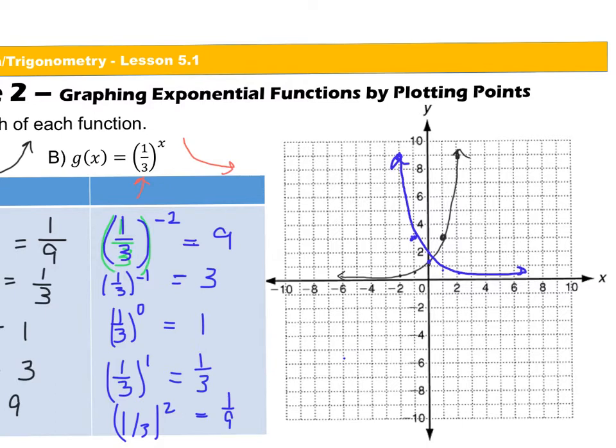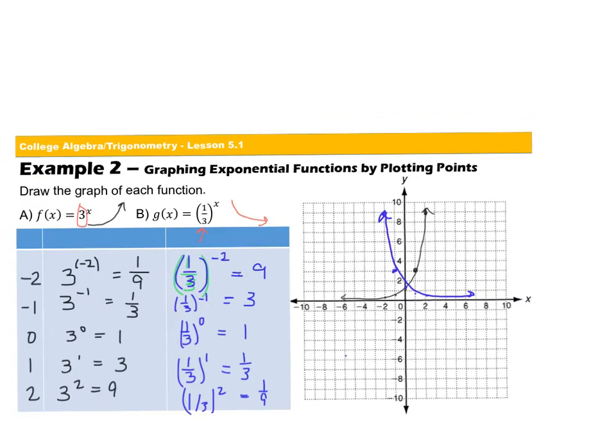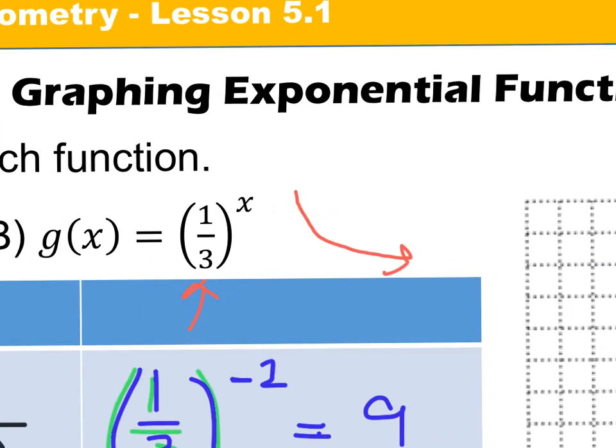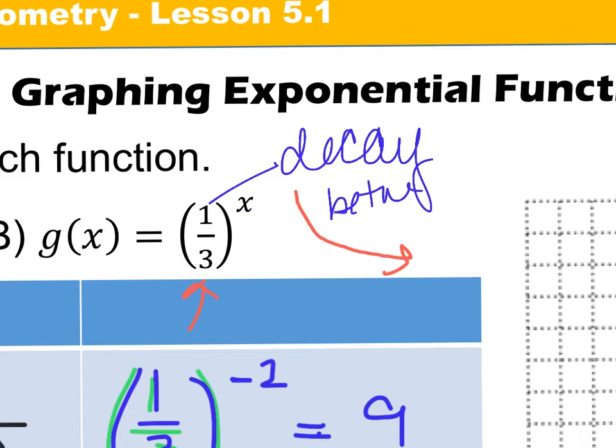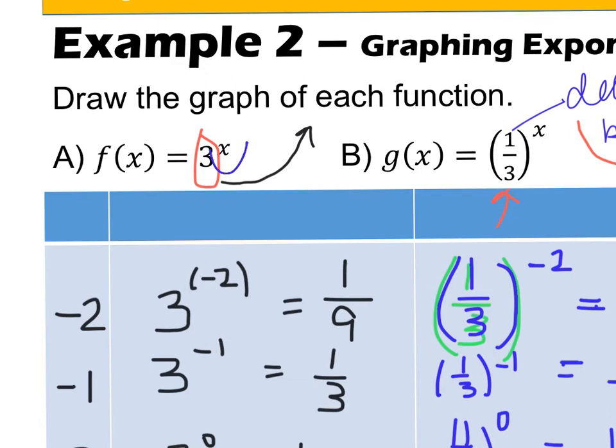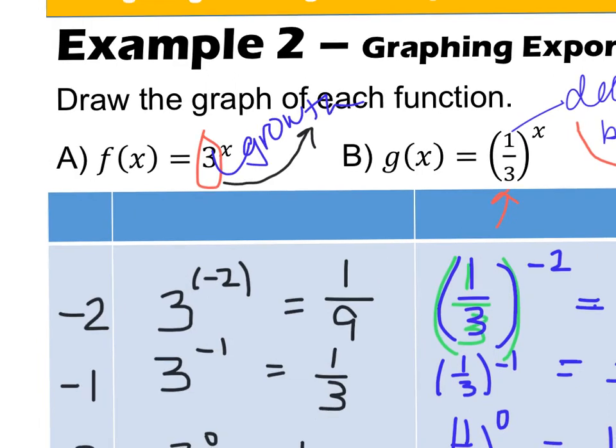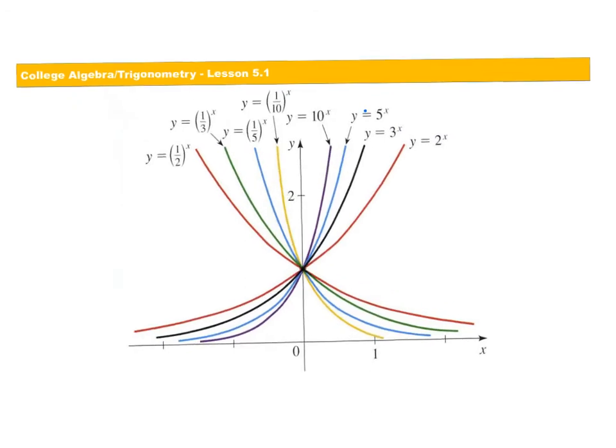Do you see how that's a decay? We always read graphs from left to right. If I put my finger on the black graph and follow it from left to right, it goes up. If I put my finger on the blue graph on the left and follow it, it goes down. You see that? Why is this a decay? How did I know that when I first looked at it? It's between 0 and 1. And this is a growth because it's bigger than 1.